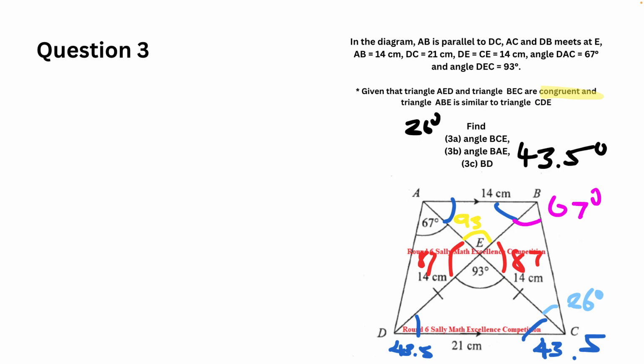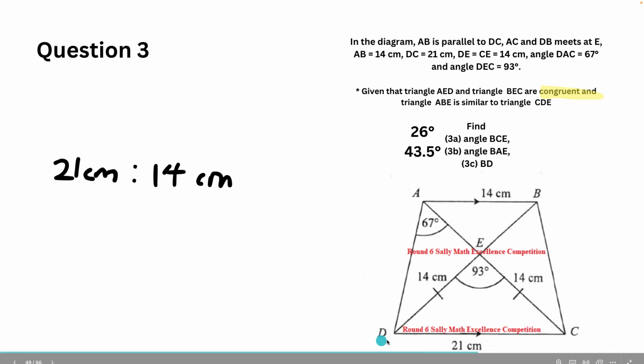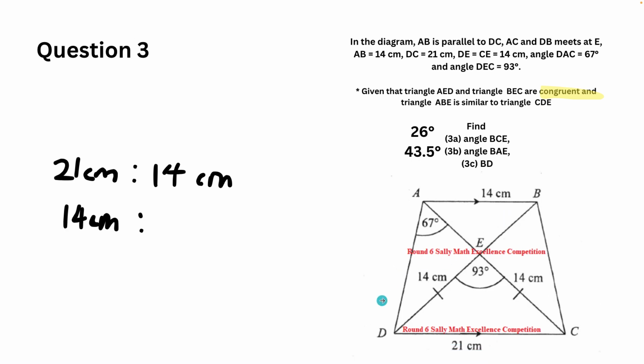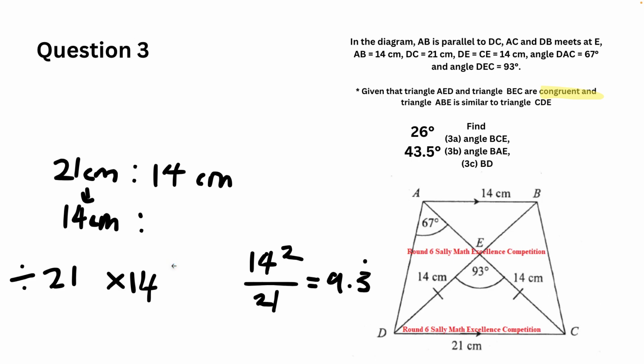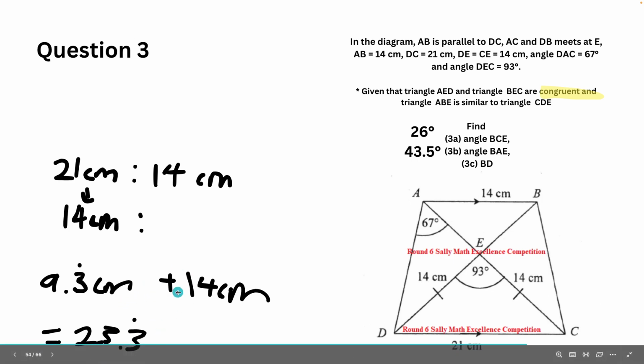Second answer we have already found out because we drew it. Third, BD is also a little bit confusing, but it's fine. So we know that 21 cm to 14 cm, as shown here, 21 to 14, and they are similar. So this and this must also have the same ratio. So 14 cm to, from the top, is 14 divided by 21 times 14. We get this. So 14 divided by 21 times 14 is 9.3 recurring decimal. So we take 14 plus 9.3, we get 23.3 recurring decimal. So that's our answer.